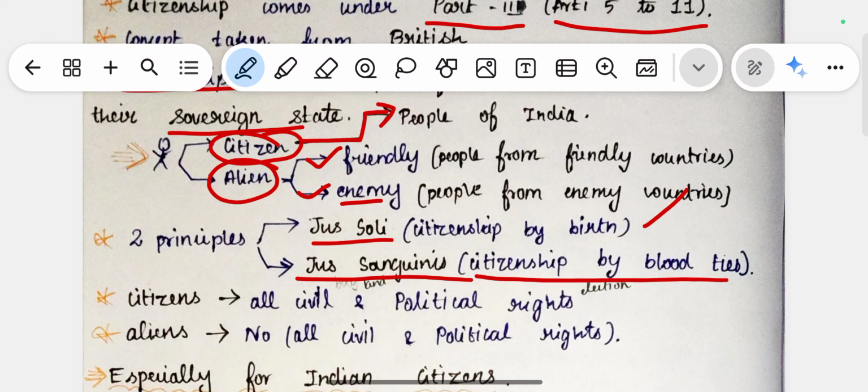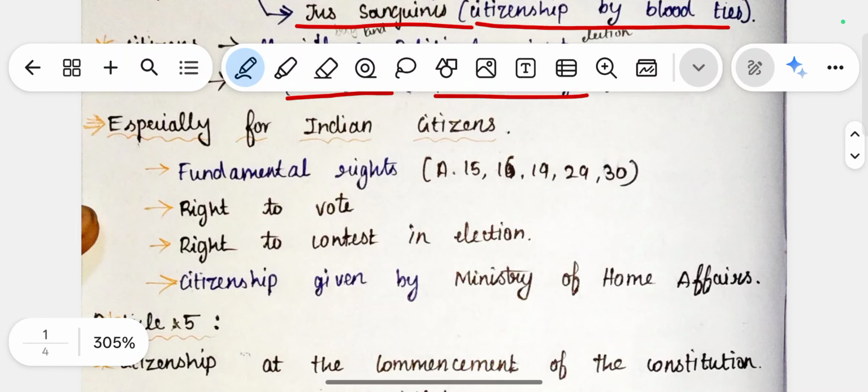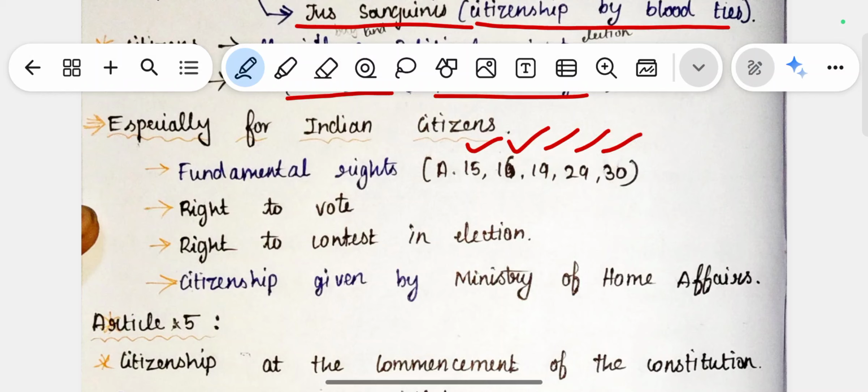If a person has citizenship, he is an Indian citizen, so he has all the civil and political rights in India. But an alien, whether from a friendly country or an enemy country, doesn't have all the civil and political rights. Especially for Indian citizens, some provisions were made in our Constitution, the fundamental rights. Articles 15, 16, 19, 29, and 30 were made especially for Indian citizens.